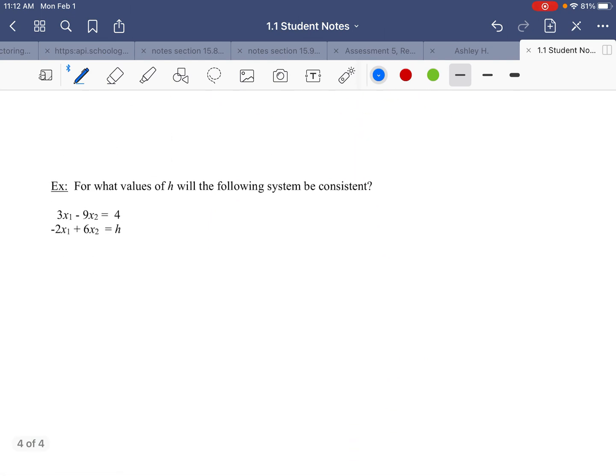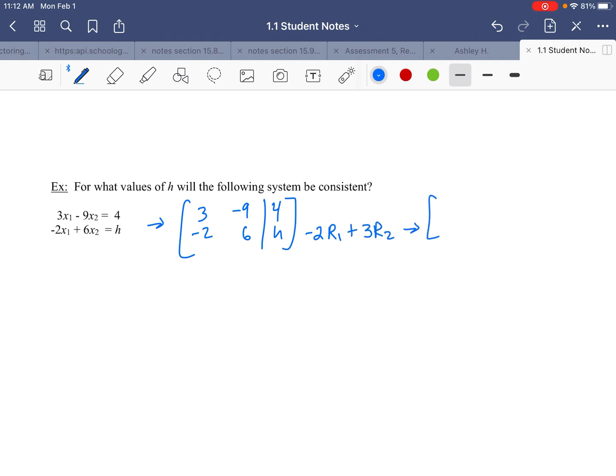All right, and then the last little bit right here, for what values of h will this thing be consistent? So I want it to have a solution. So let's see. Let's just put it in matrix form first. 3, negative 9, 4, negative 2, 6, and h. All right. So I'm going to do negative 2 times row 1, and I'm going to add it to 3 times row 2. That's going to be my new row 2.